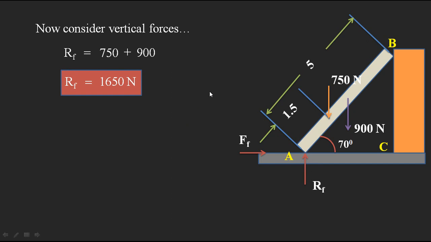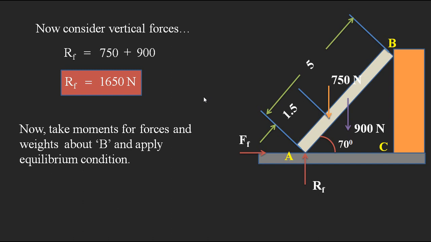Next we can go for taking the moments of the forces and weights about B and apply the equilibrium condition. For solving the problem we need to take the next step as taking the moments of the various forces and weights acting on the ladder, and apply the equilibrium condition to get the required value mu. Before finding mu, we first try to find FF, then we can easily find the required value of mu. So in this statement I mentioned we need to take the moments about B. About this point B we try to take the moments here.